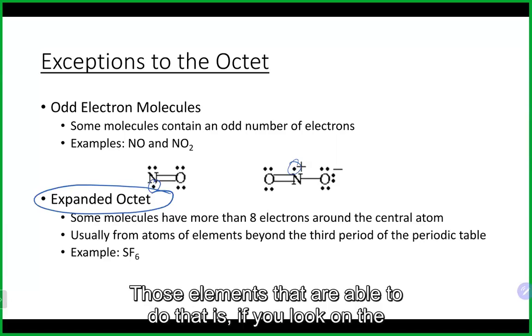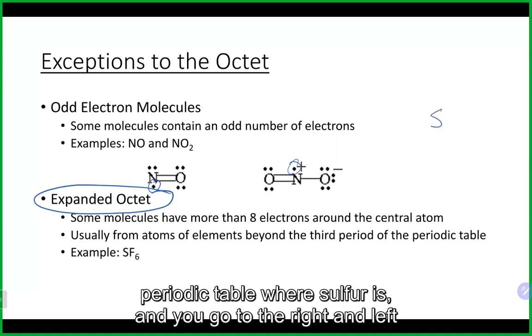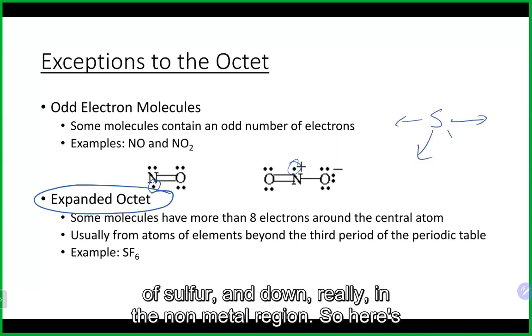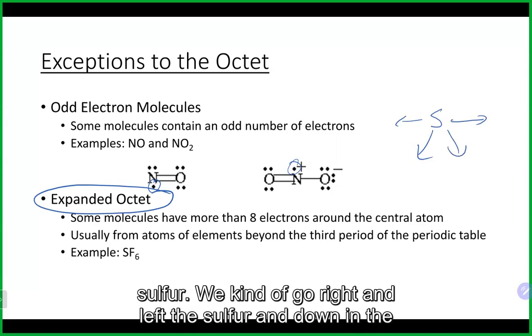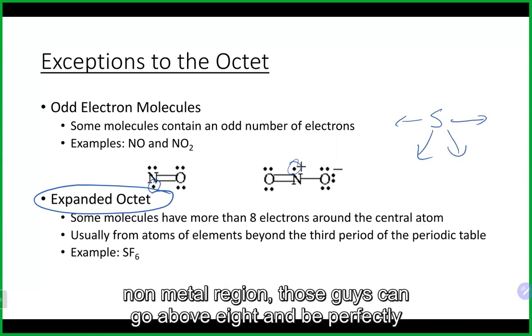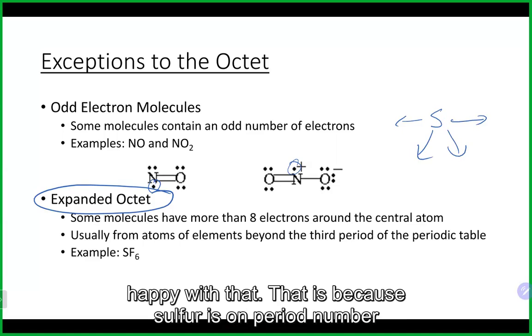Those elements that are able to do that are, if you look on the periodic table where sulfur is, and you go to the right and left of sulfur and down, really in the non-metal region. So here's sulfur. You go right and left of sulfur and down in the non-metal region. Those guys can go above 8 and be perfectly happy with that.